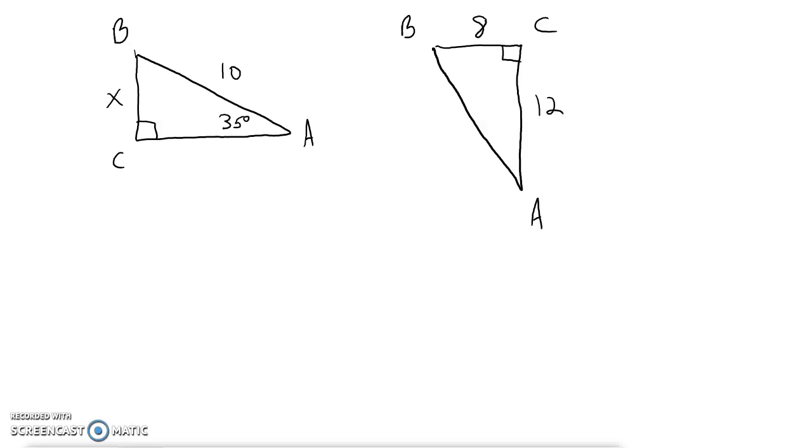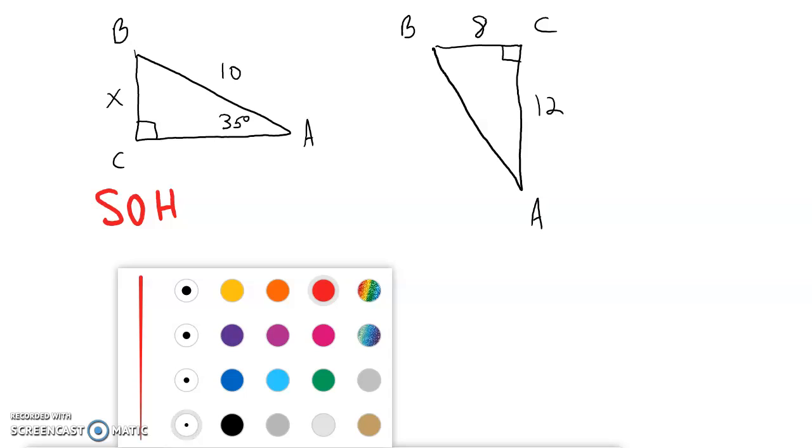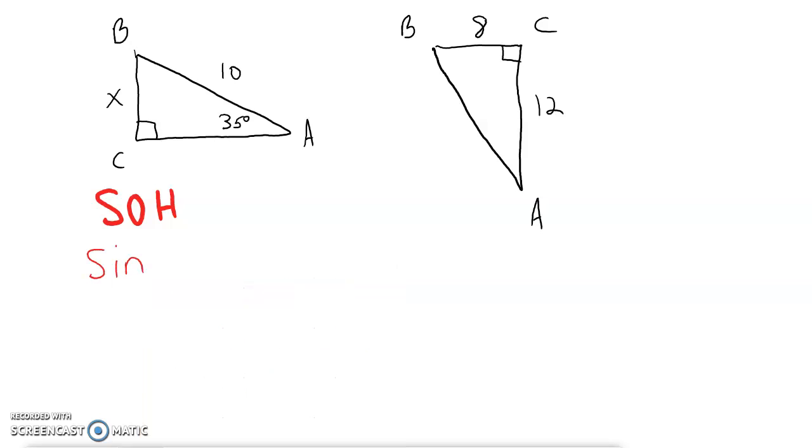So I'm using SOH. That tells me I'm going to use sine. So sine of 35 is equal to the opposite side, which is x, divided by 10. Now, to get x by itself, we multiply both sides by 10. And so we get 10 times sine of 35 is equal to x. Use your calculator, type that in just like it is, and you should get 5.74.